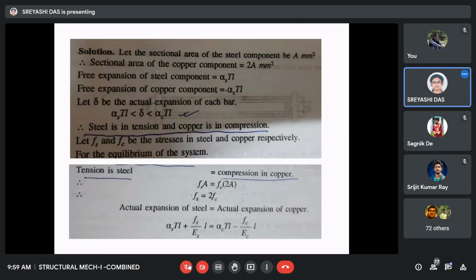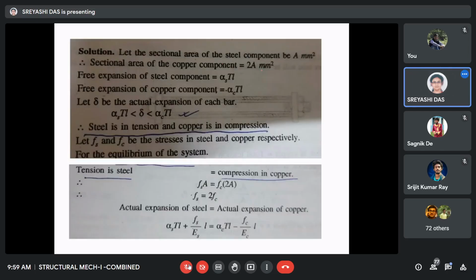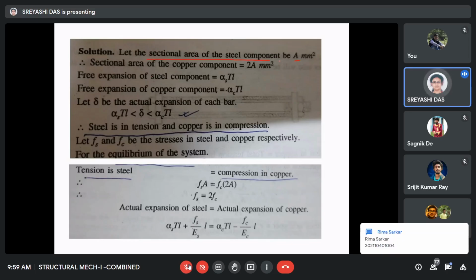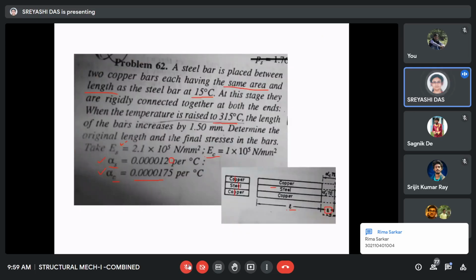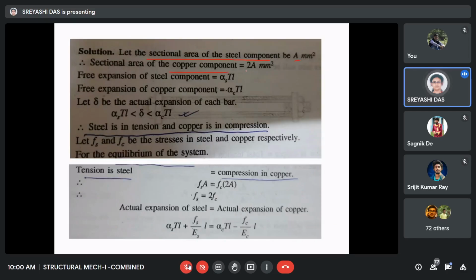So the solution: let the sectional area of the steel component be A millimeter square. Now for this case, it is only given that each has the same area and the same length. So the area of all these things is the same. Let the area of the steel and copper be capital A. So the sectional area of the steel component is capital A. Now here there are two copper components, two copper bars. So the sectional area of the copper component is 2A.